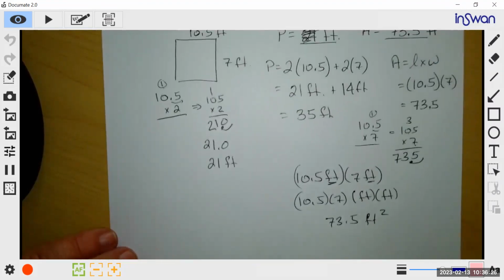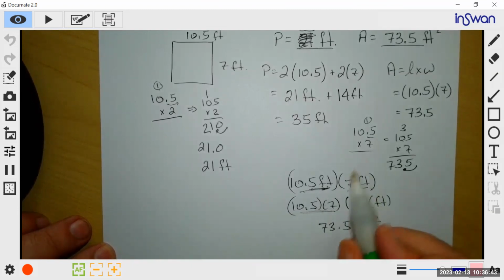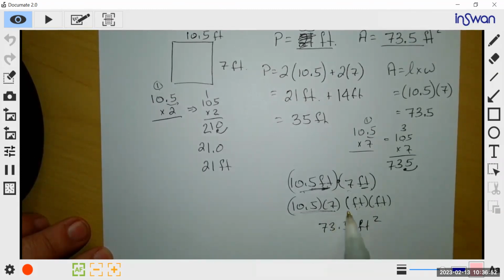What's that? There. Because these are two separate things. This is 10.5 feet, 7 feet. I can move them around. Have 10.5 times 7, and then feet times feet, since they're multiplied. So feet times feet is feet squared. 73.5.